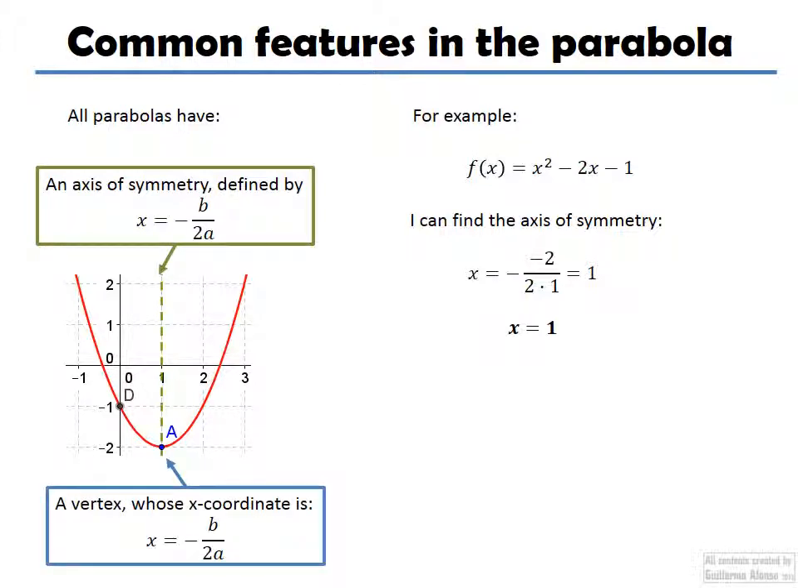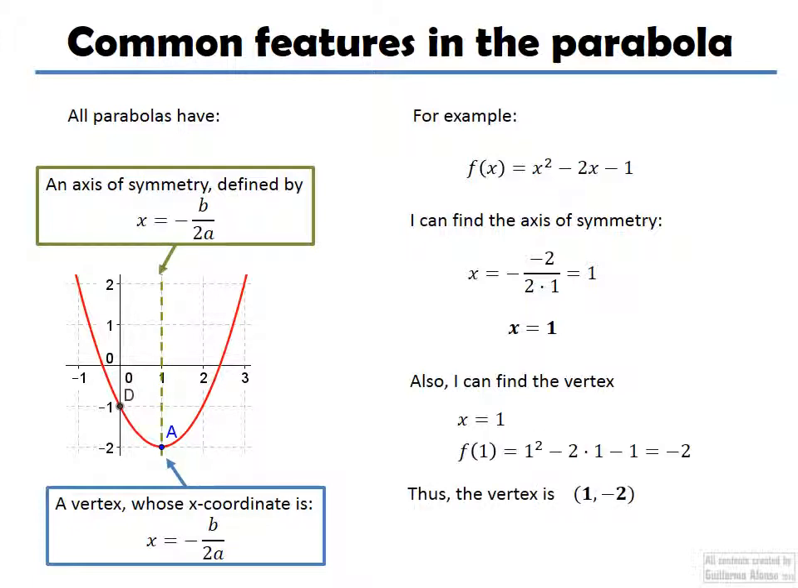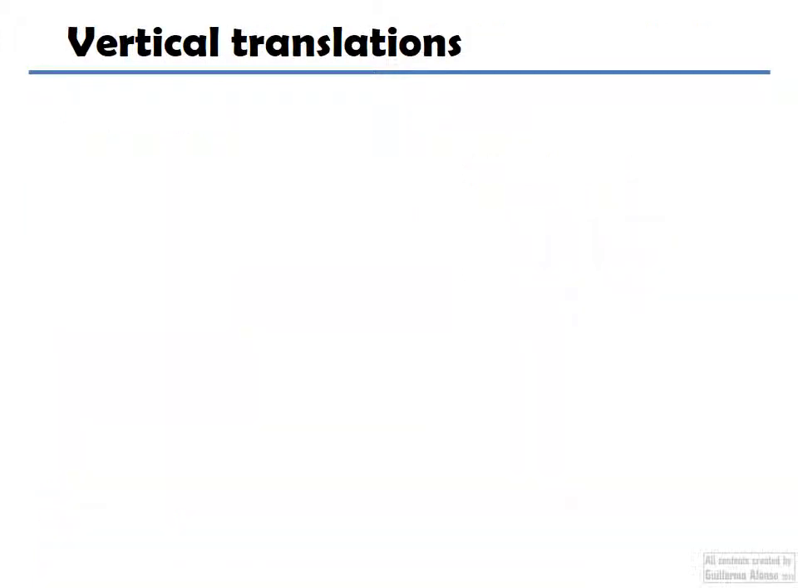And of course, on that axis of symmetry, there's also the vertex of the parabola. So again, the x coordinate, I just obtain it the same way as I obtained the one of the axis of symmetry. And I just have to substitute x equals 1 in the function to obtain the y coordinate, which in this case is minus 2, so the vertex is at (1, -2). So the parabola can be moved around.